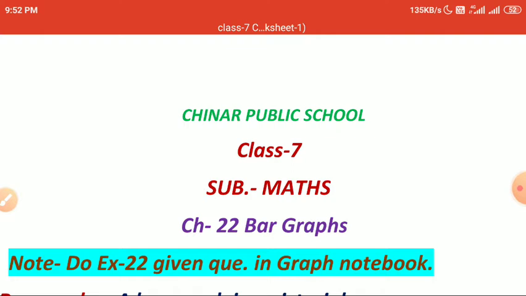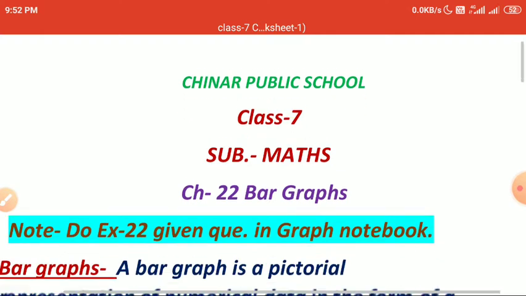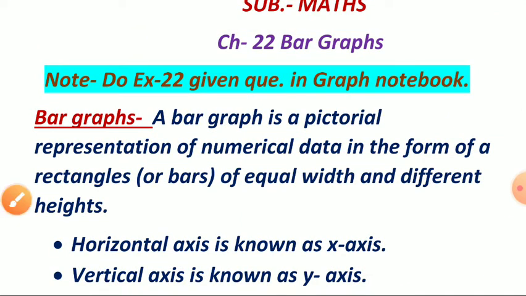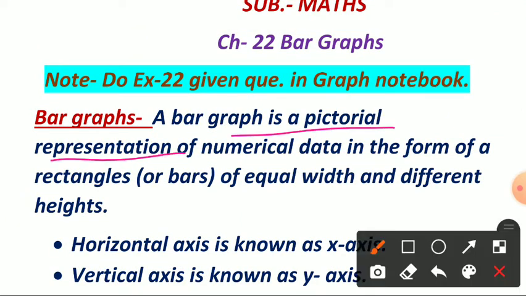Bar graphs we had already learned. Today I am briefly explaining what a bar graph is, how to draw it and how to read it. A bar graph is a pictorial representation of numerical data in the form of rectangles or bars. When we represent the data in the form of rectangles, it is known as a bar graph, and for this we require a graph paper.